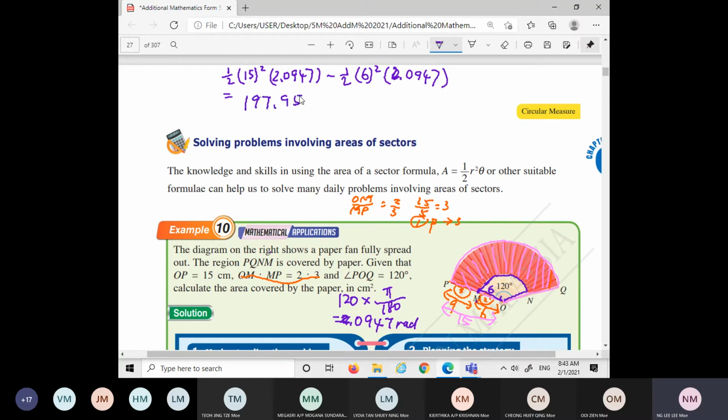It's very simple, not that complicated. You just have to understand the question and recognize the shape. Both are sectors. The big sector minus the small sector, and you must know how to read the ratio, then analyze. Then get the big sector with radius 15 and the small sector with radius 6. Then you can settle the problem.